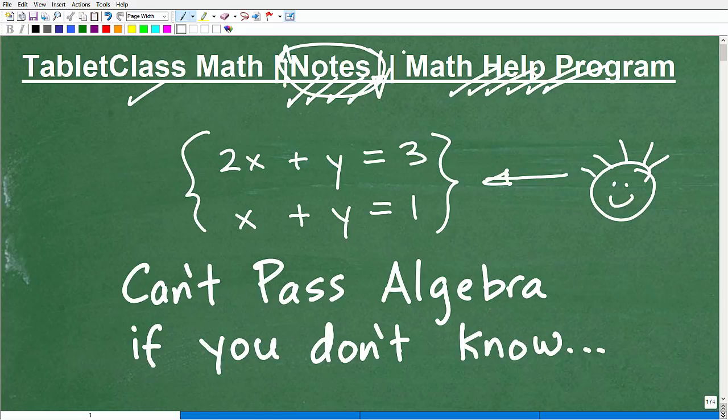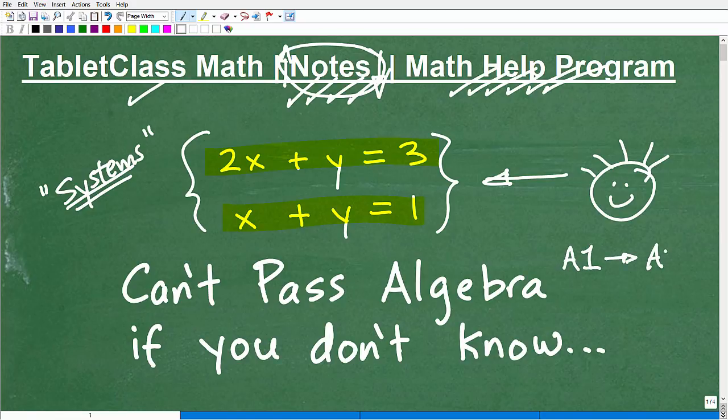Okay, so let's get into this problem. So what is this thing that we're talking about? Yes, you guessed it. We're talking about systems, okay? Systems, all right? Now, specifically, we're talking about linear systems. Okay, and this is a big topic in algebra, a huge topic, right? And you study this really in Algebra 1, and it continues on in Algebra 2.